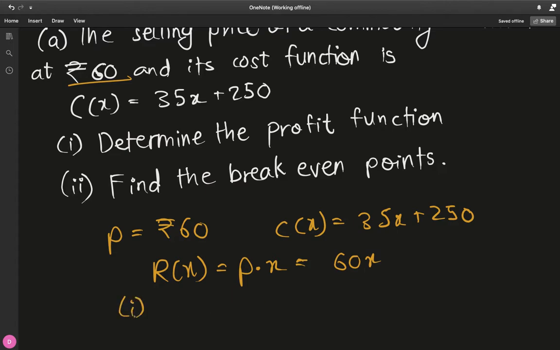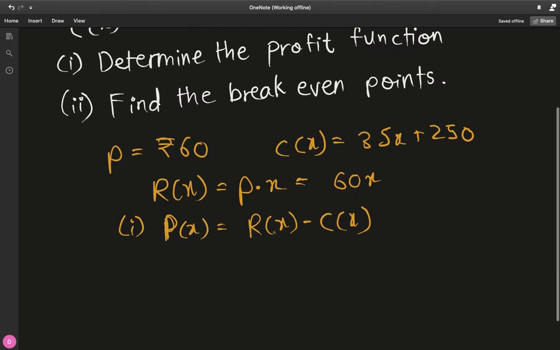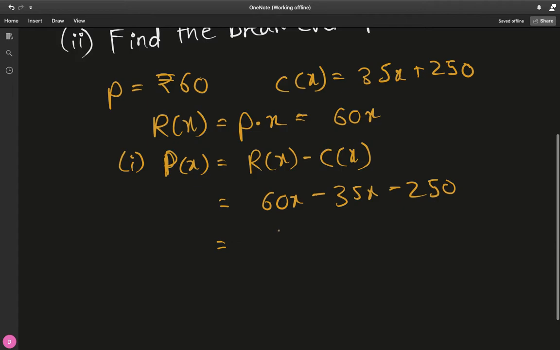For subpart 1, they tell us to determine the profit function. So capital P of x, the profit function, is the revenue of x minus the cost of x. It's like saying how much you produce in sales minus how much it costs you to produce each commodity. The revenue function is 60x, we just calculated that, minus the cost function. So minus 35x minus 750, and that simplifies to 25x minus 750. Fine. That was part 1.